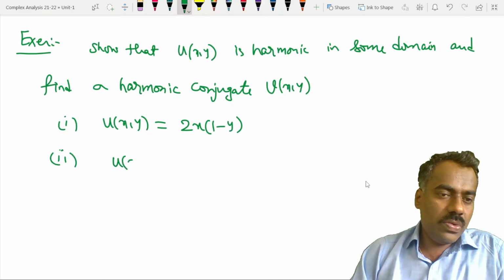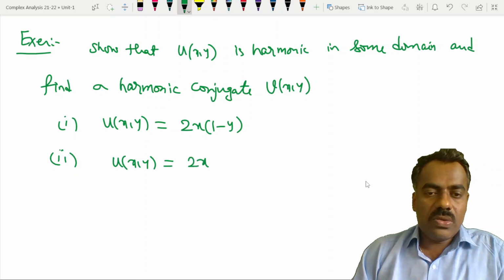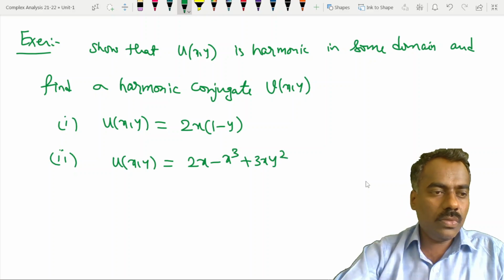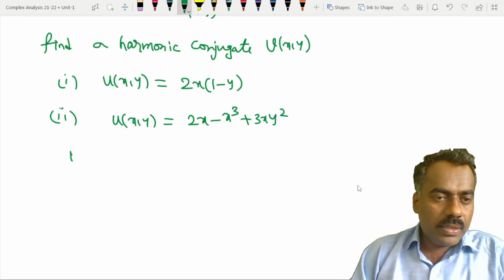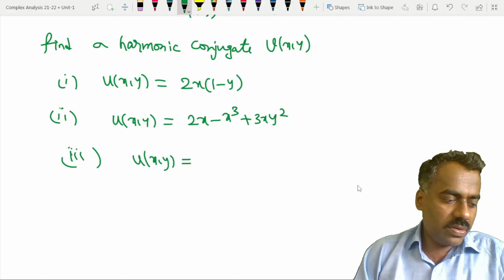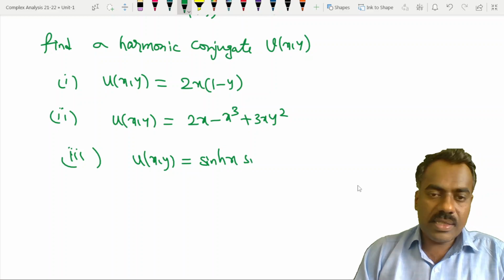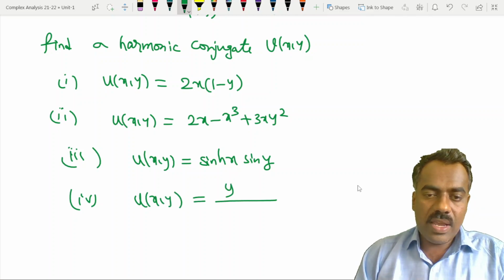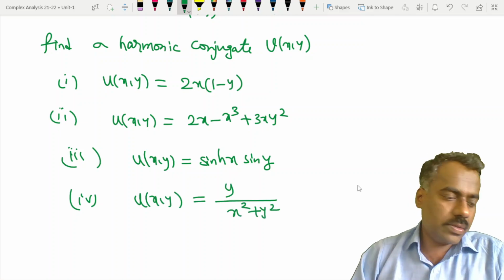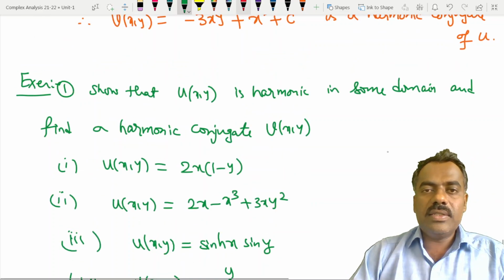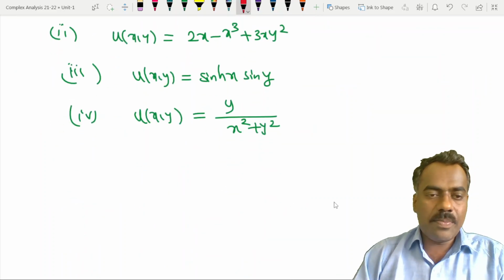Second, u of x comma y is 2x minus x cube plus 3x y square, and third one is u of x comma y is equal to sinh x times sin y, and u of x comma y is y upon x square plus y square.